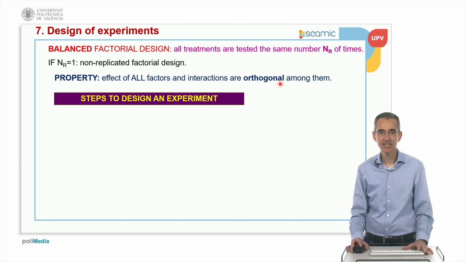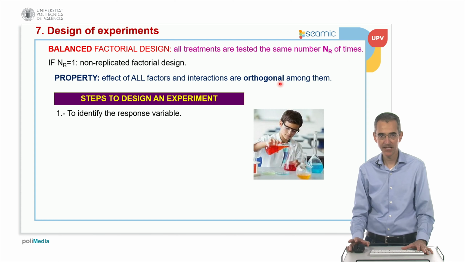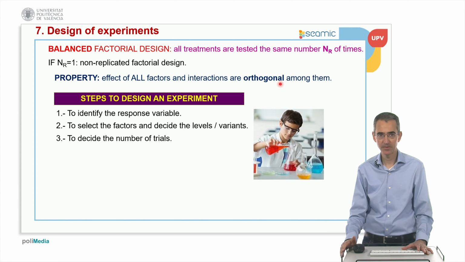Steps to design an experiment. First, we have to identify the response variable that we have to measure. It can be time, weight, or any kind of physical magnitude that we can measure. Then we have to select the factors and decide the levels or variants for each of these factors. Then we have to decide the number of trials. Obviously, the higher the number of trials, the more information we get from our experiment, but it will also be more expensive and more time consuming.